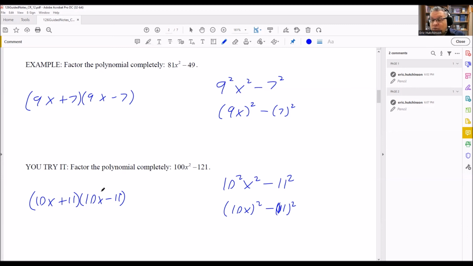Again, you can always multiply it out to see if you did it correct. That would be 100x squared when you multiply these two. You have minus 110x and plus 110x. That cancels out. And you have 11 and minus 11 multiplied to make negative 121.